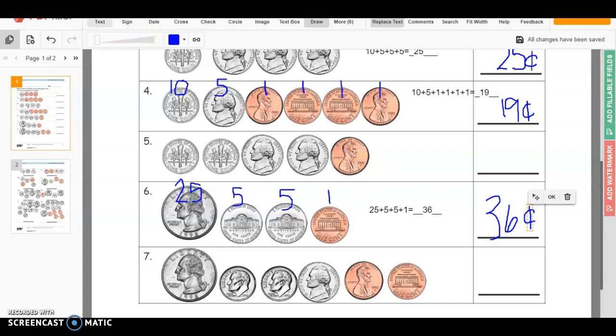Those are the steps that I want you to take to solve the rest of the problem set on your own. I will be posting an answer key on Class Dojo later today so that you can check your answers.